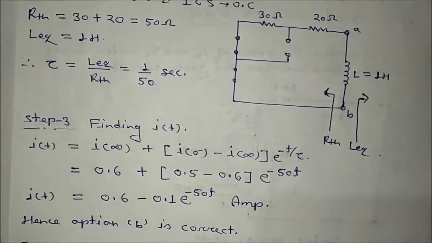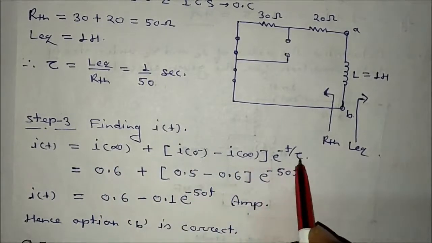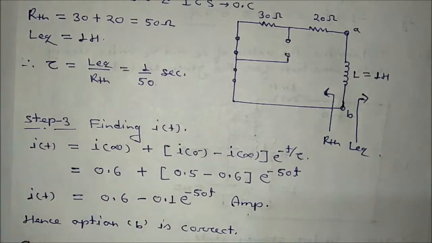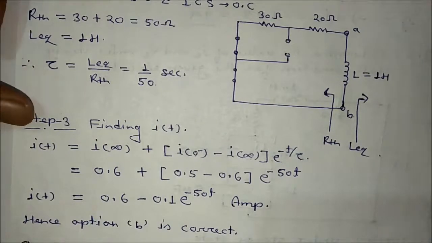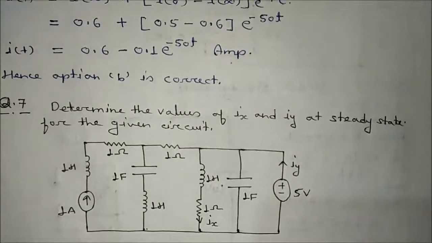And finding I_L, you can easily find it now, with I infinity, this value, and this value. You put in all the values, and you will get 0.6 minus 0.1 e to the power minus 50t ampere, and option B is correct. Okay. Now the seventh one is what? What is the seventh one?